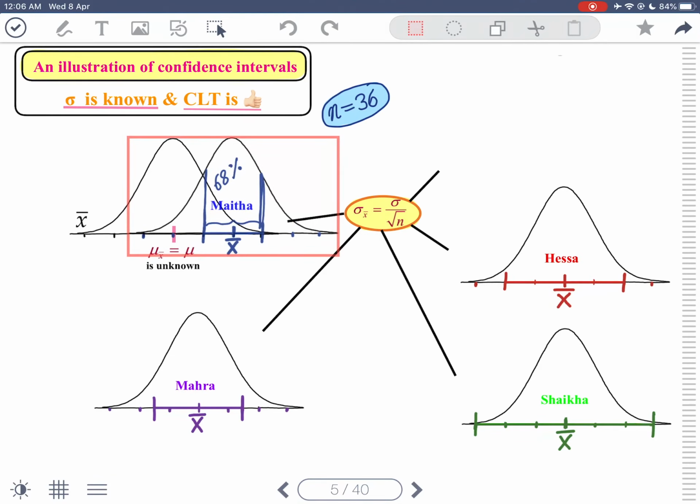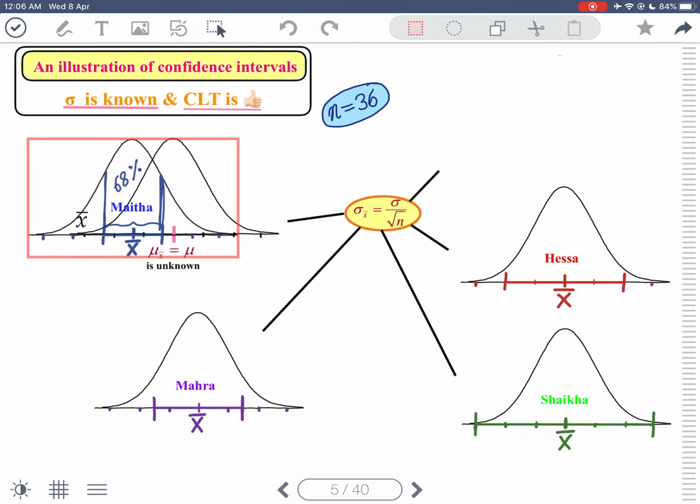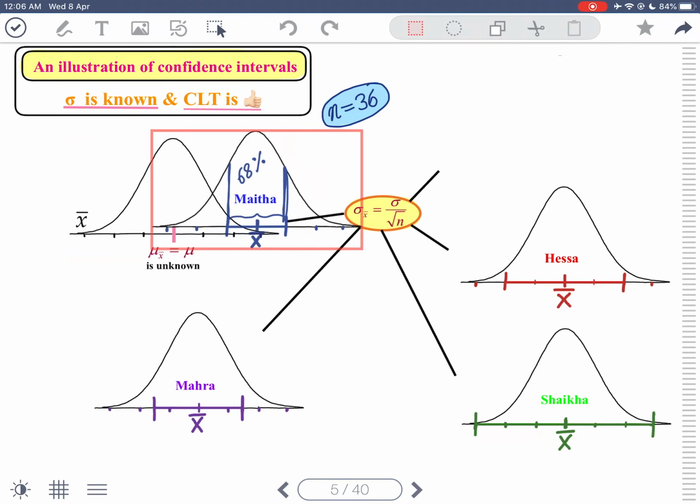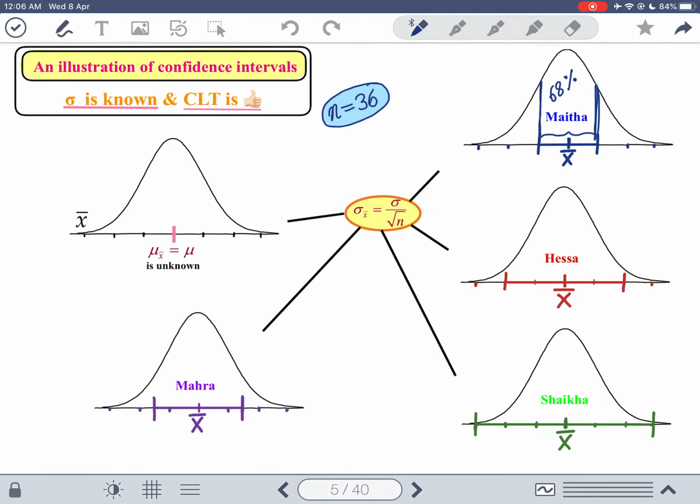She could have it here, and so she will not be successful, or here not successful, here successful, here successful, here not successful, and so on. So she took 68%. So you see, 68% gave her a small interval around her mean. Always they will take the interval centered at their sample mean.